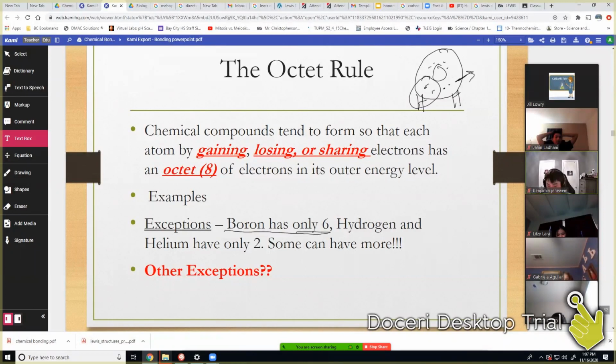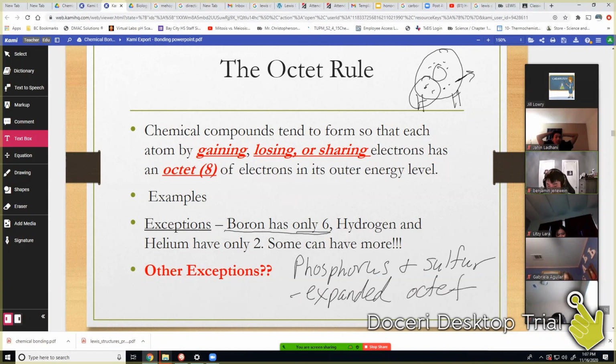There's also something that's called an expanded octet, and you see that with phosphorus and sulfur. They can have what's called an expanded octet, which is whenever they have more than 8 valence electrons. I'm going to mention it to you, but we're not going to really do a lot with it at this level of chemistry. But there is such a thing. We spend a little bit more time with it in AP Chem. And that's not all the exceptions, but the ones that we're going to worry about.